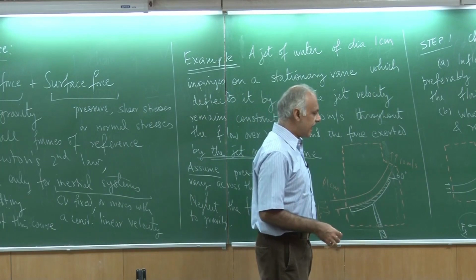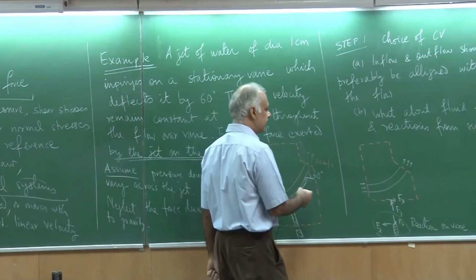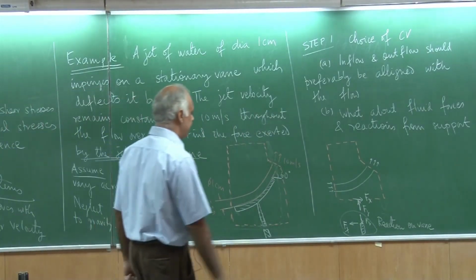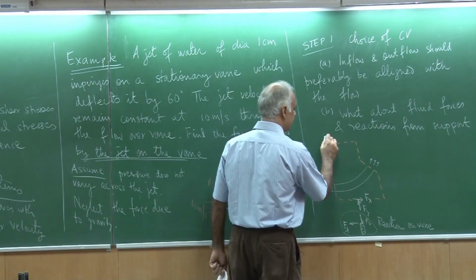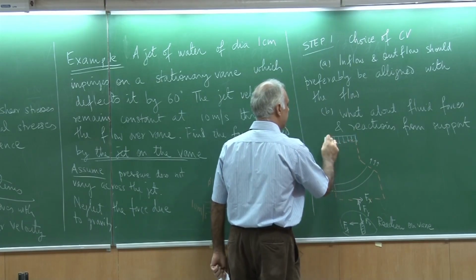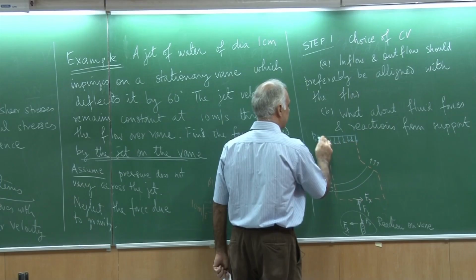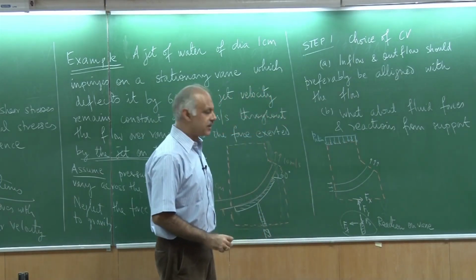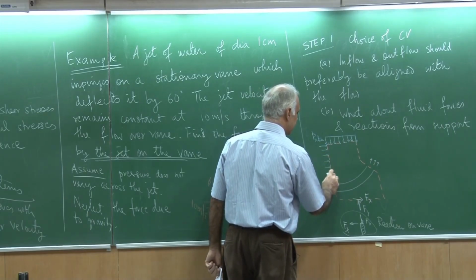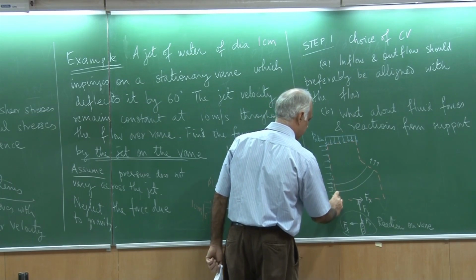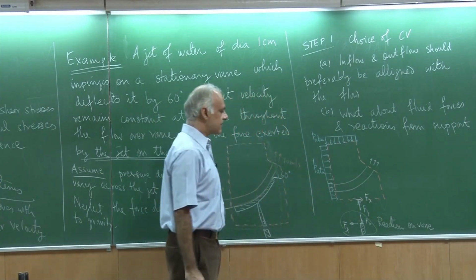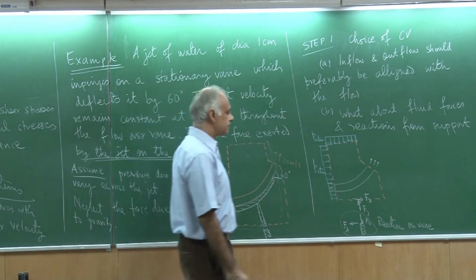What are the other forces that act on this control volume? Well, there is a pressure. So let me show you the pressure, and I would like to show the pressure, let's say in this blue color. So this is the atmospheric pressure which acts on the top surface of the control volume. Likewise, I would have the same atmospheric pressure that acts on the left surface of the control volume.